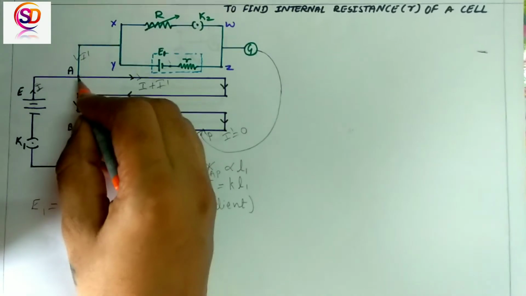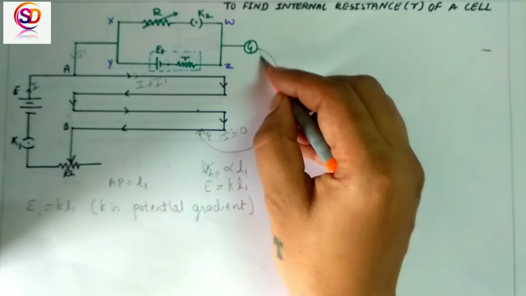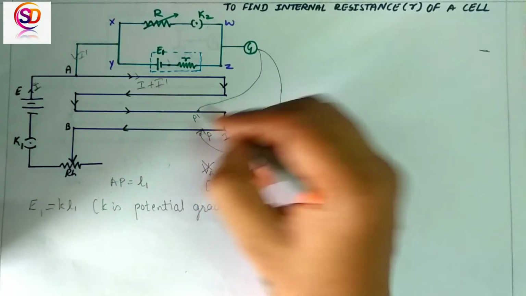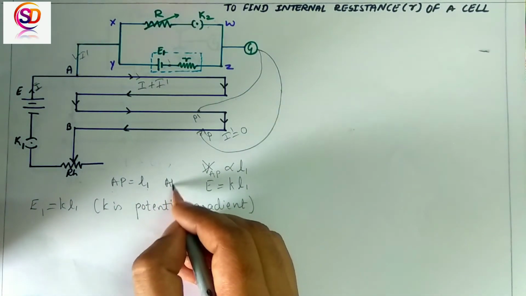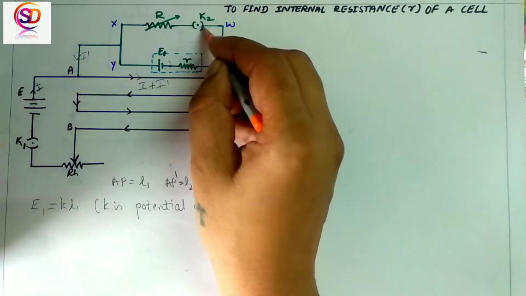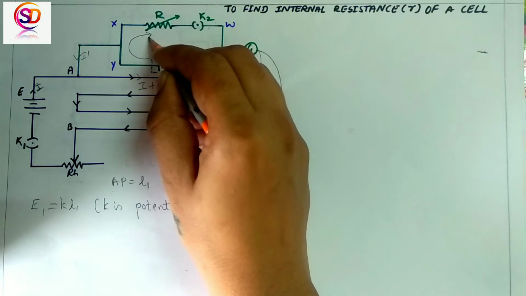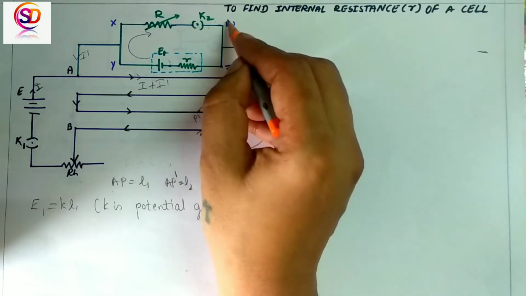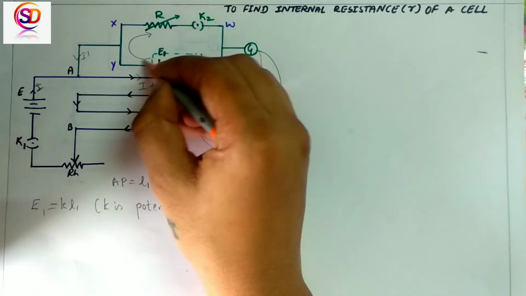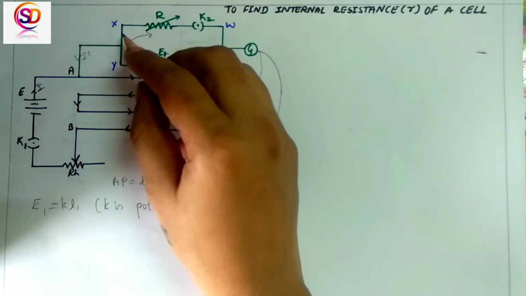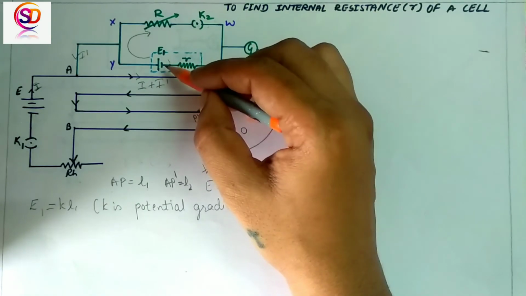In that case, if you go on tapping from A with the help of the jockey, somewhere you will get the balancing length and call it P dash over here. Now the length AP dash, you can call it L2. Since K2 is closed, there is a current flowing through this loop, that is XYZW. Even though the null point is obtained, there is a flow of current in the external circuit, which means there is a potential difference.